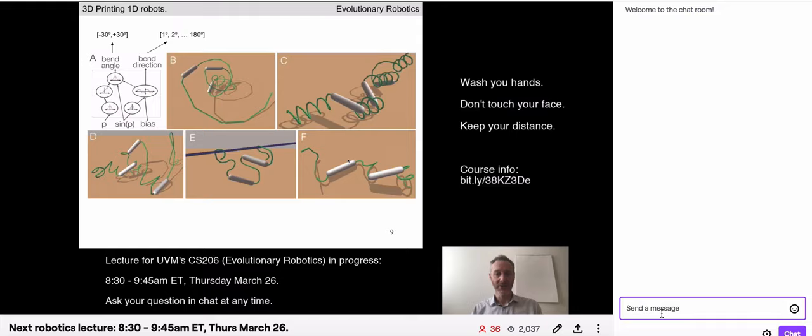What is the data structure that's being used to encode instructions for how to build these 1D robots? This particular kind of genome should look familiar to you. You've seen it before. If you recognize it, please type your answer into chat.